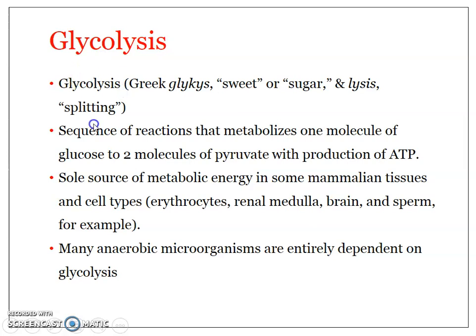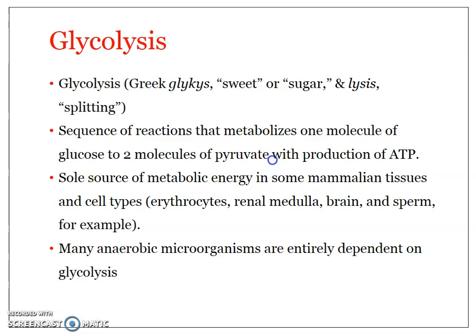So it can be defined as a sequence of reactions that metabolizes one molecule of glucose to produce two molecules of pyruvate along with production of ATP. So a single glucose molecule is broken down to produce two molecules of pyruvic acid, and along with that, energy is produced in the form of ATP molecules.